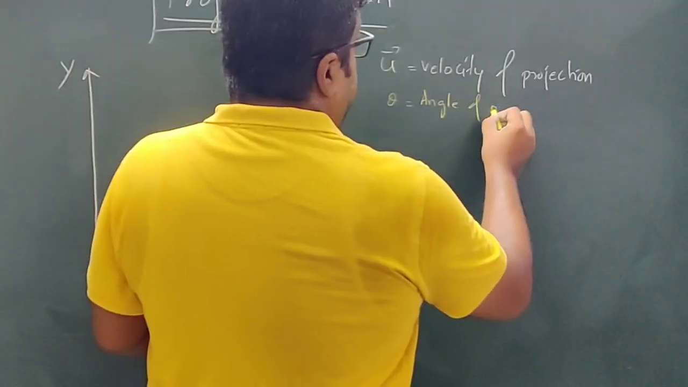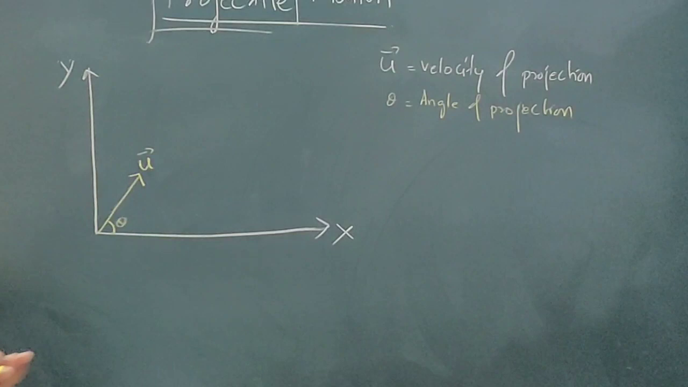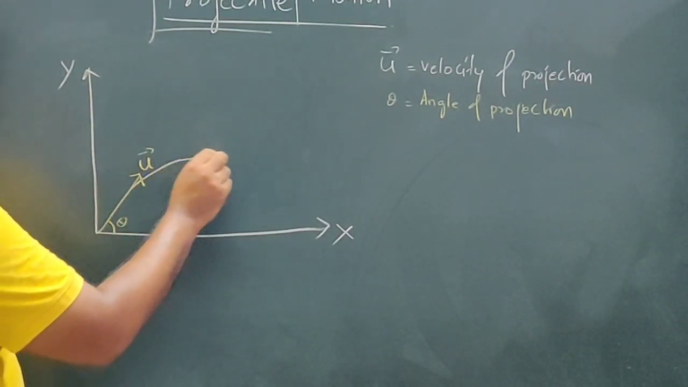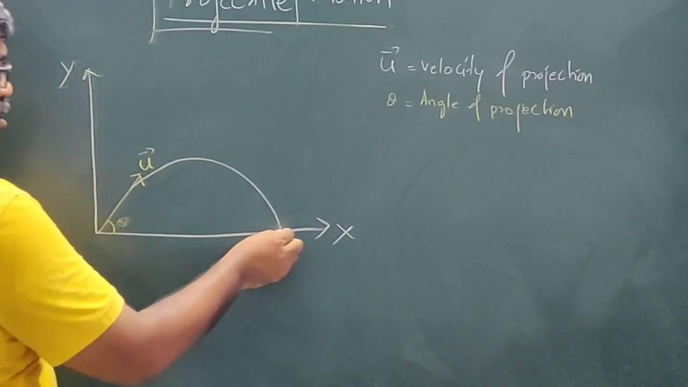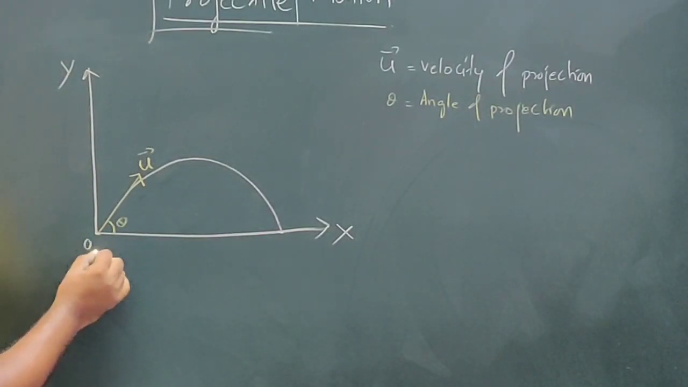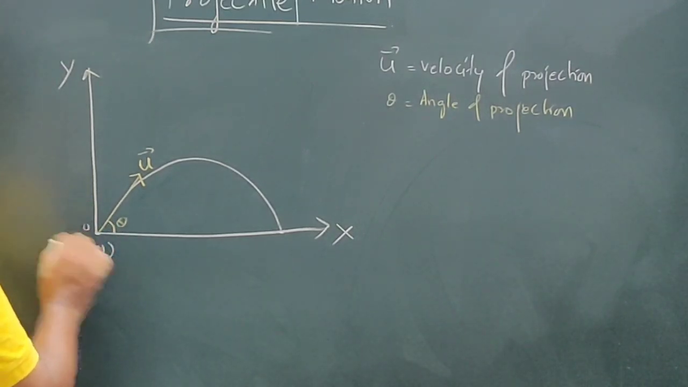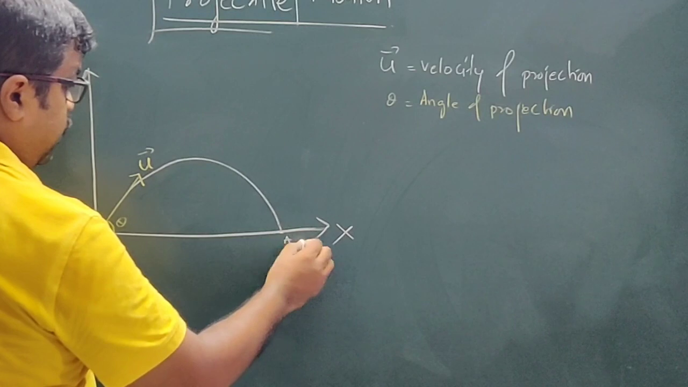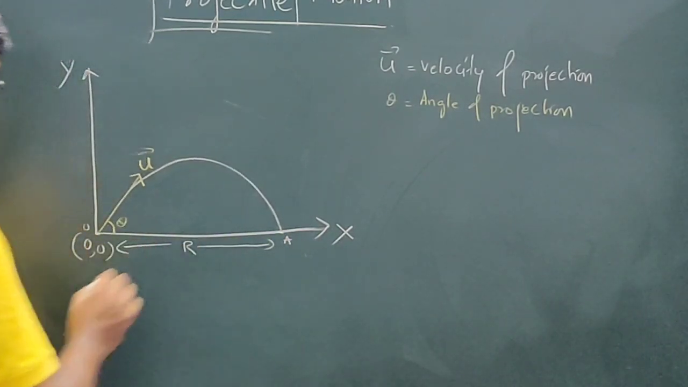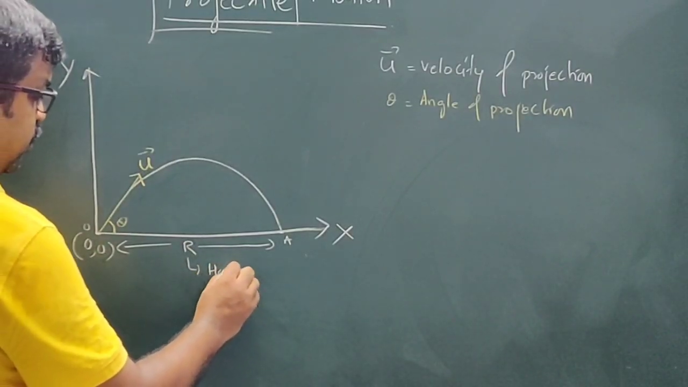Projection, angle of projection. Okay, so now the object takes this path and finally reaches this point. Now this is the origin, so this coordinate is 0, 0. Suppose this is O, this is A. Now O to A, this distance is suppose R. This distance is R.